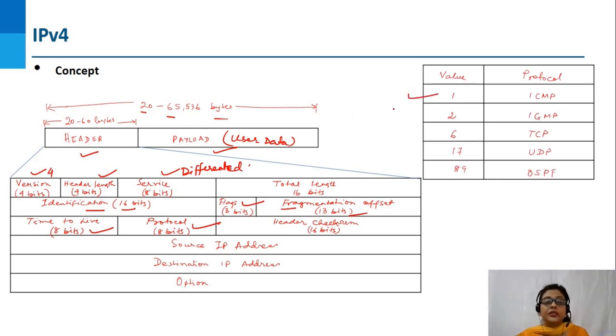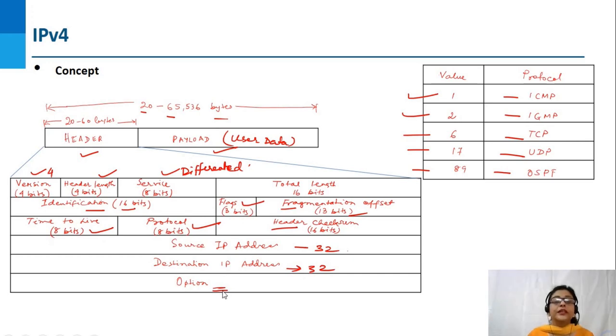If the value is 1, it means it is the ICMP protocol. If the value is 2, it is IGMP. If the value is 6, it is TCP. If the value is 17, it is UDP. If the value is 89, it is OSPF. Then we have the 16-bit header checksum, followed by the 32-bit source IP address, then the 32-bit destination IP address, followed by the options field. So this is the frame format of IPv4.